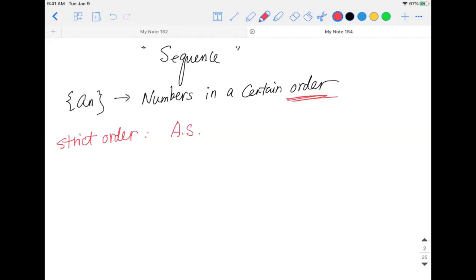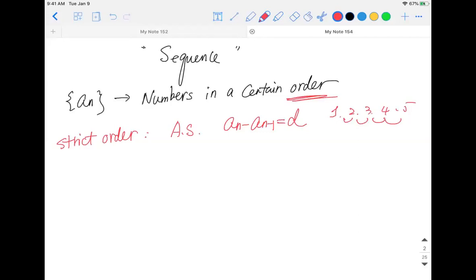Arithmetic sequence means what? a_n minus a_{n-1} equals d, right? For any two adjacent terms, their difference must be a constant value. So this is actually a very strong condition. Let's say 1, 2, 3, 4, 5. Each two terms, the difference must be a constant value, what we call a common difference. So this is a very strong order.